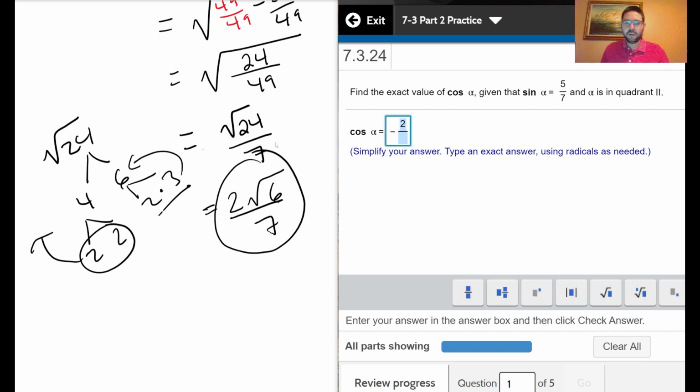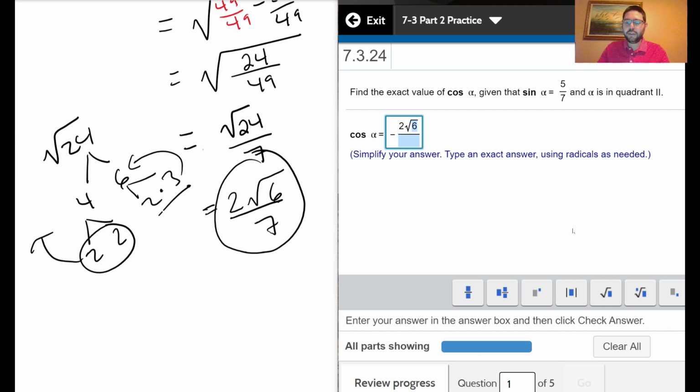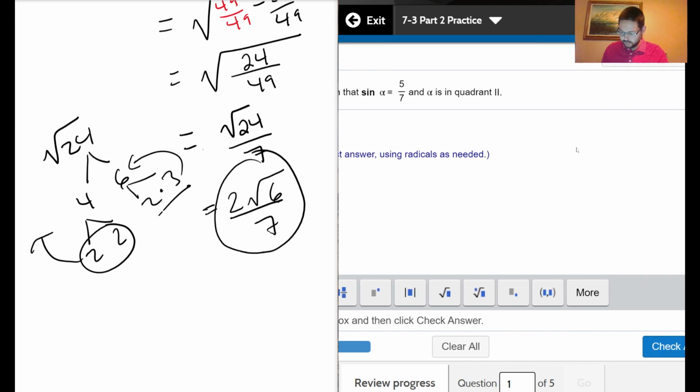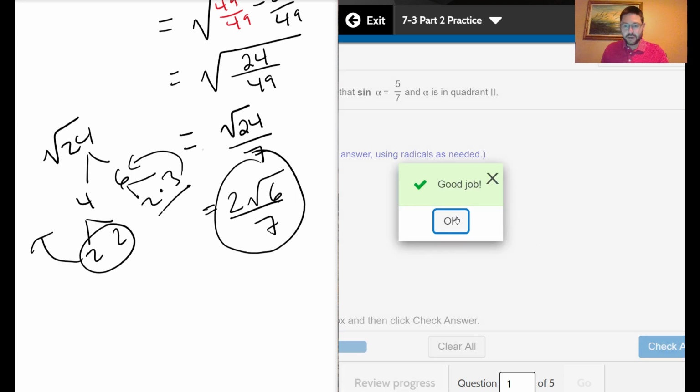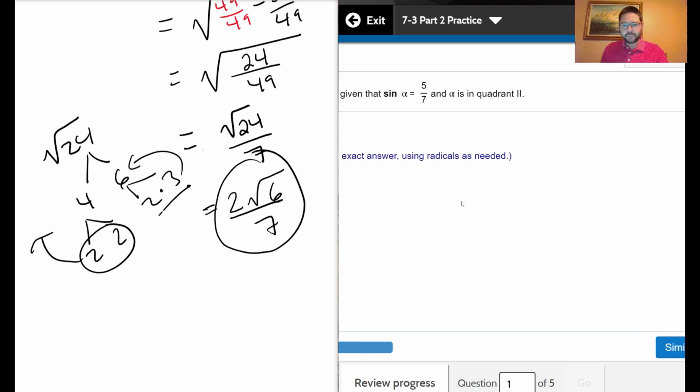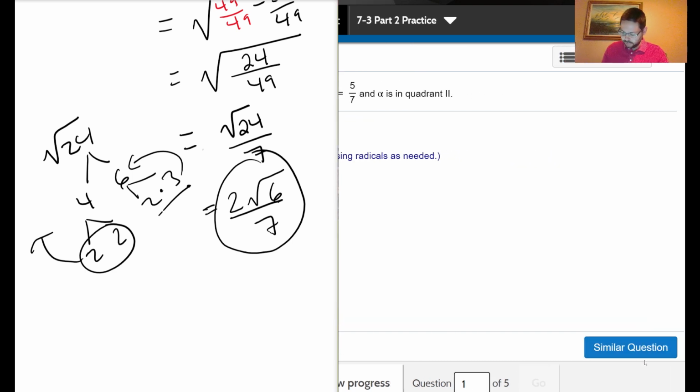Then you're going to do your numerator, 2, and then square root, oops, I did the square root twice, 6, and then use your arrow keys to get to the next box, and then 7. All right, and then we're going to go ahead and check our answer here. Let's see if it lets us check our answer. All right, so we got our answer. Okay, so we're on to the next question.